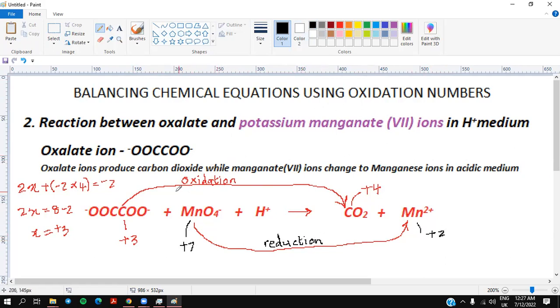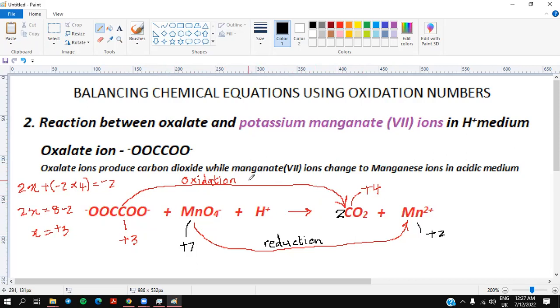We see how many electrons are released during this oxidation. Carbon oxidation number goes from plus 3 to plus 4. So it has removed one electron. Plus 3 to plus 4, it has removed one electron. But here we have 2 carbon atoms. I have done the calculation for 1 carbon. For 2 carbons, I must write 2 carbon dioxide over here.